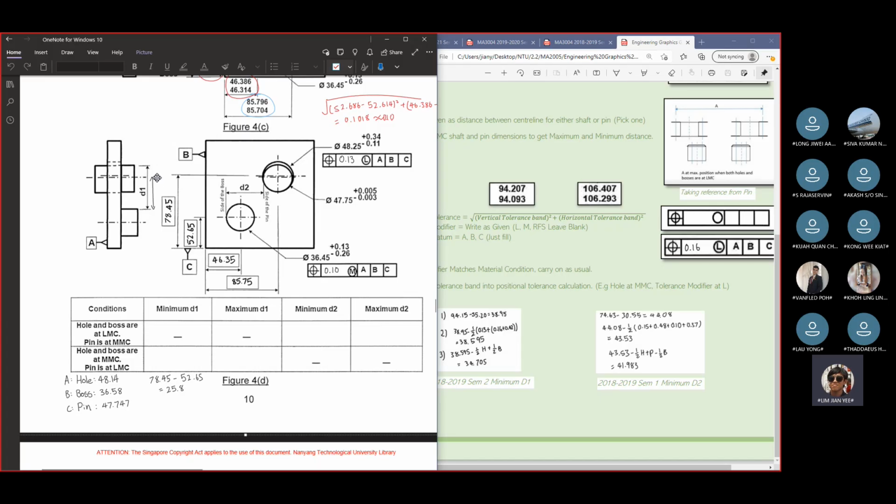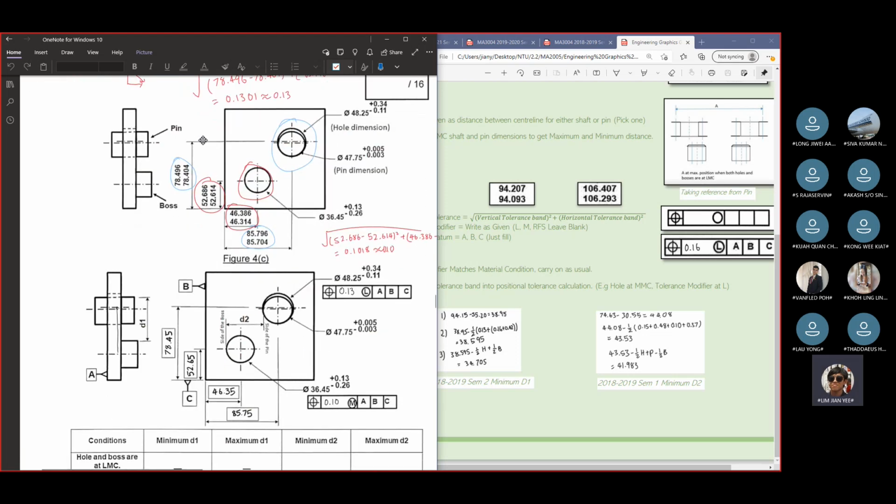Please take note, this distance is not to the center of the pin. I should draw the arrow a bit higher. This distance is to the center point of the hole. This dimension here is to the center point of the hole. Because the pin is smaller, it droops. It drops in the hole, as you can see from this gap here. So the center point is slightly lower. We don't know it now, but we'll find out later.